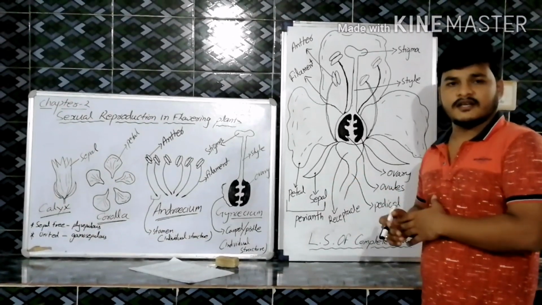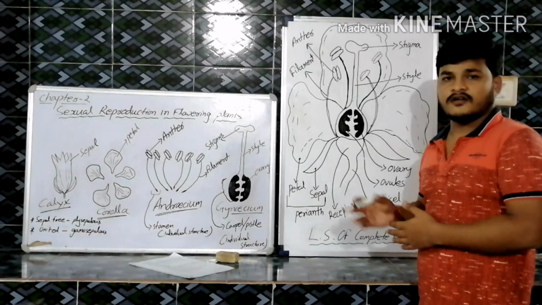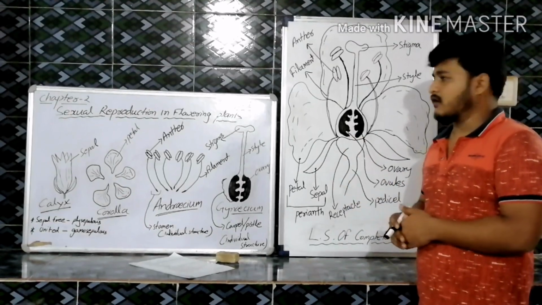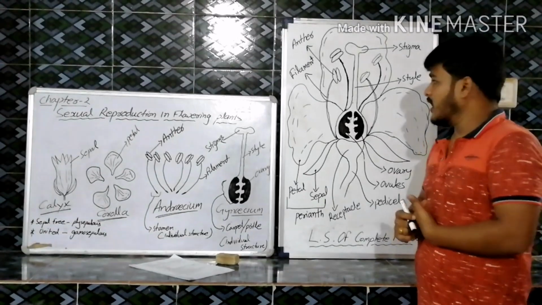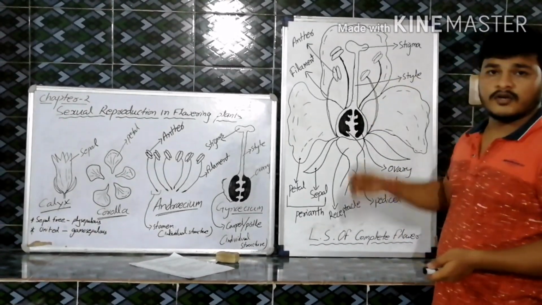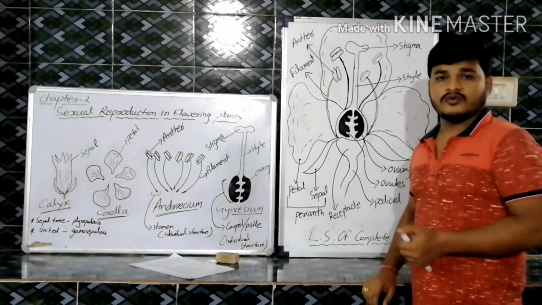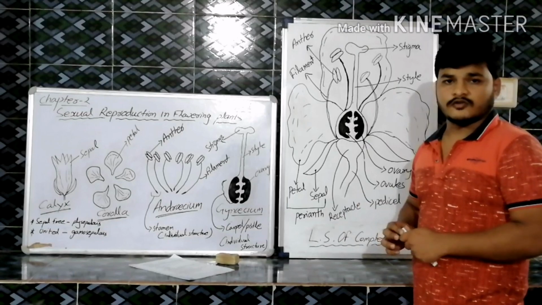In this part, we basically learned about the structure of the flower. In another video, we are going to study the various structures of the anther, how the development of the anther takes place, how the pollen grains mature in the anther, how the pollen pockets are developed, and a lot of other things.